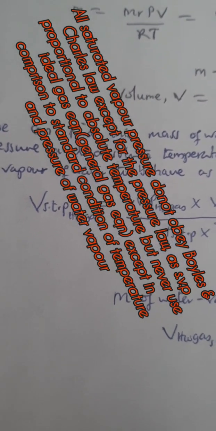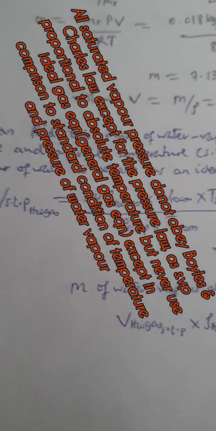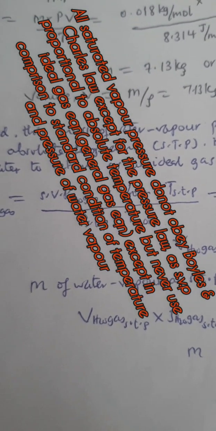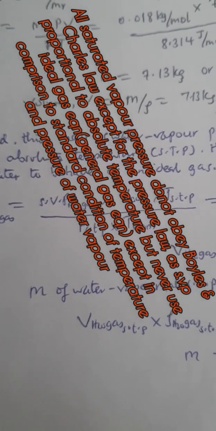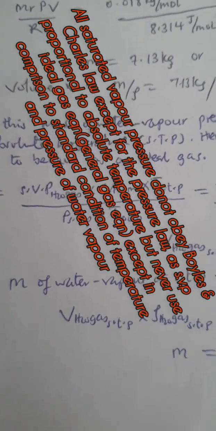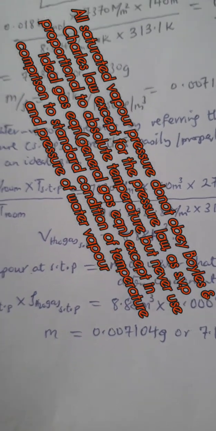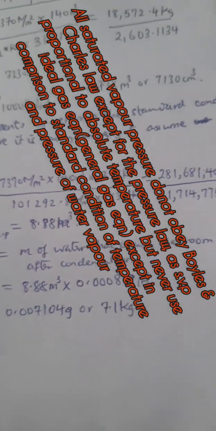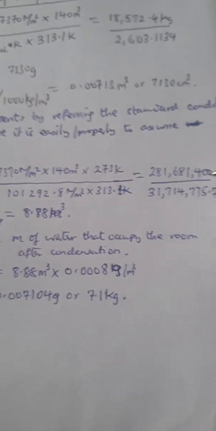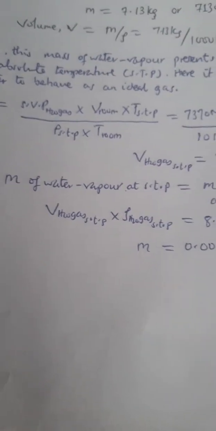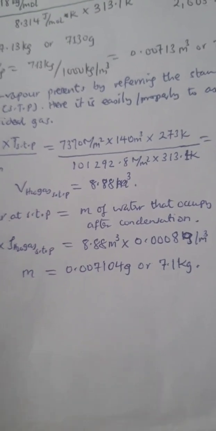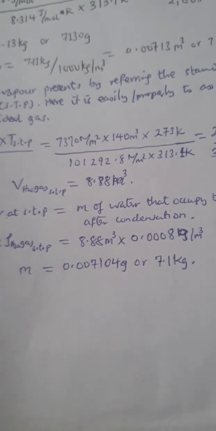Now we must find the volume at STP of water vapor in relation to the volume of saturation vapor pressure that exists in the room. Now our volume of water vapor at STP is equal to 80.880 cubic meters, and our mathematical calculations you can see here. And now our mass of water vapor at STP is always equal. We know that it is equal to the mass of water that occupies the room after condensation.